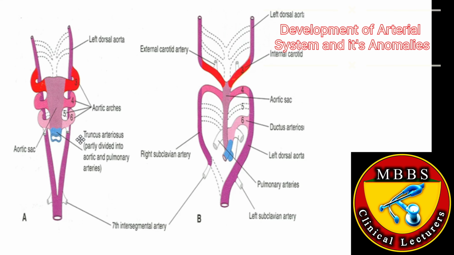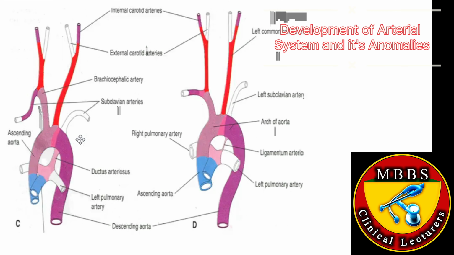So here we can see the fourth aortic arch. On the left side, it gives rise to the arch of aorta, and a little bit of the arch of aorta is also contributed by the aortic sac. But on the right side, the fourth aortic arch gives rise to the subclavian artery, and the seventh intersegmental artery also contributes in the formation of the subclavian artery. This figure again shows the fourth aortic arch. It gives rise to the subclavian artery on the right side, and it gives rise to the arch of aorta on the left side.